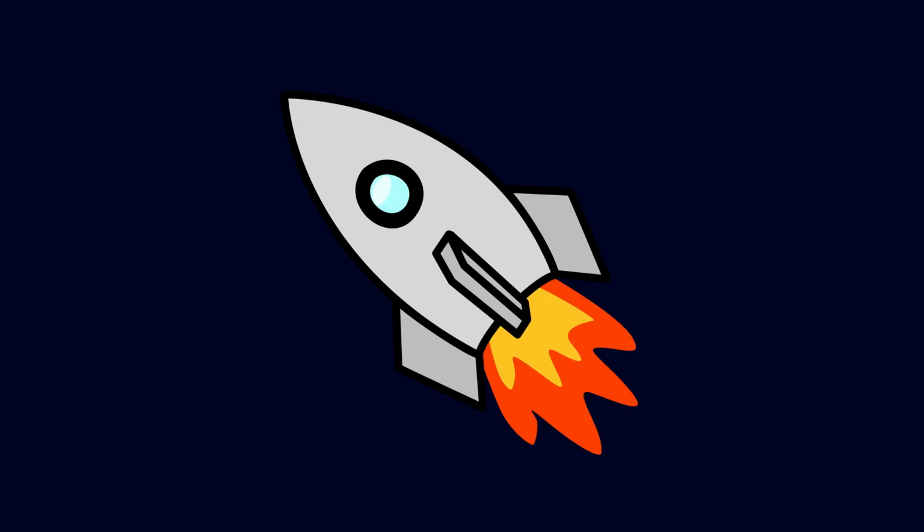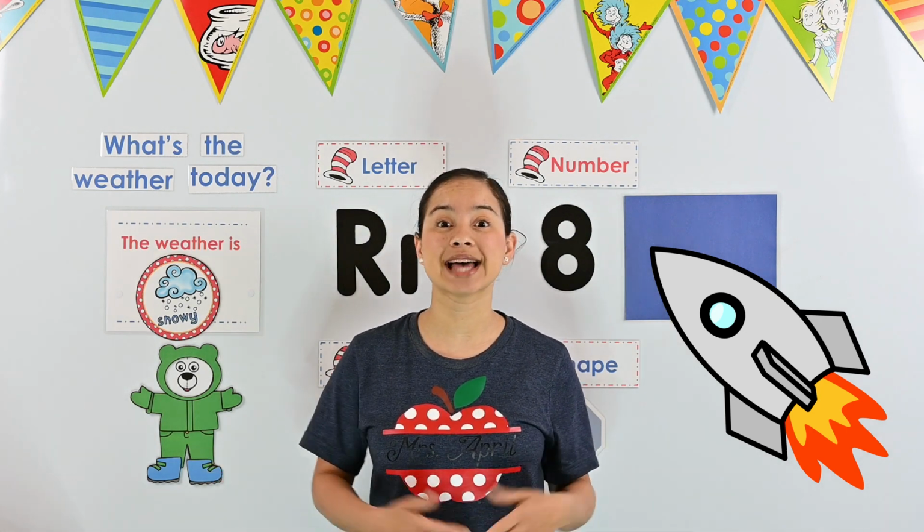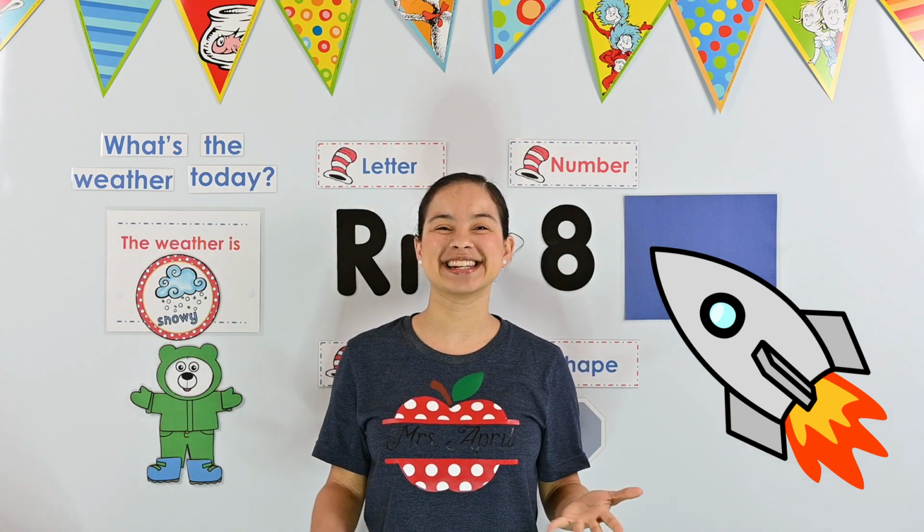Let's look at another picture. Ooh, what's this? It's a rocket. I know that rocket starts with the letter R because I hear the R sound at the beginning. Listen, rocket. Did you hear the R sound? Fantastic.